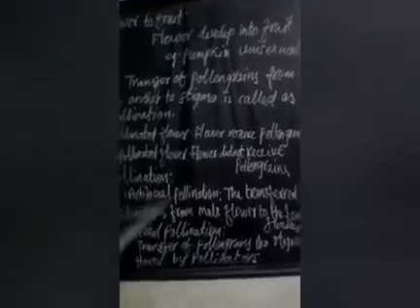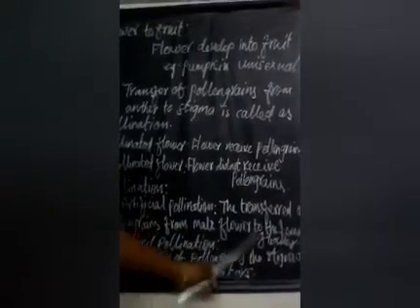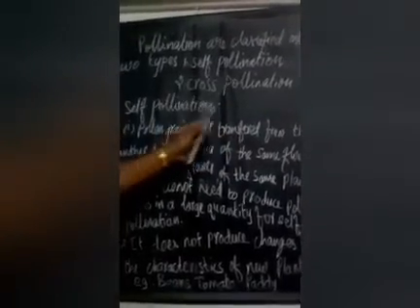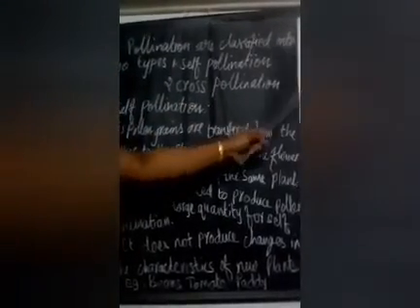First one, artificial pollination. Second one, natural pollination. Artificial pollination is the transfer of pollen grains from the male flower to the female flower. Bees and other insects are the pollinators. Pollinations are classified into two types. First one, self-pollination. Second one, cross-pollination. Self-pollination in Tamil means தன் மகரந்த சேர்க்கை. Cross-pollination in Tamil means அயல் மகரந்த சேர்க்கை.